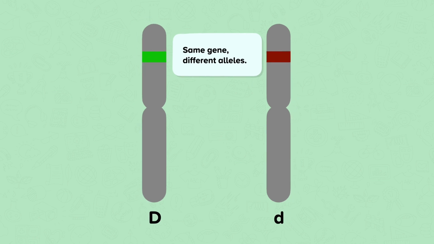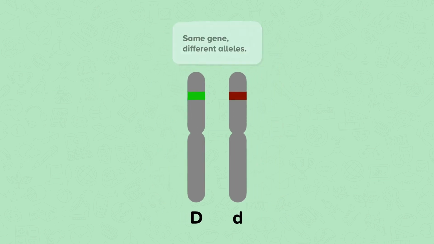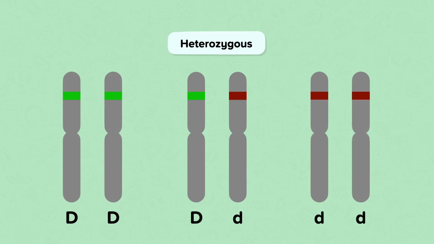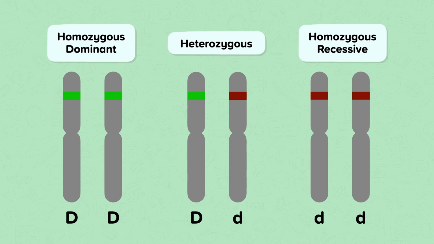If the alleles are different, we say that the individual is heterozygous for that trait. When the alleles are the same, we say the individual is homozygous for that trait. If the individual has two dominant alleles, they're homozygous dominant for that trait, and if the individual has two recessive alleles, they're homozygous recessive. A dominant allele cannot be carried.